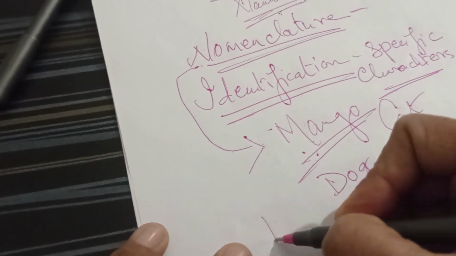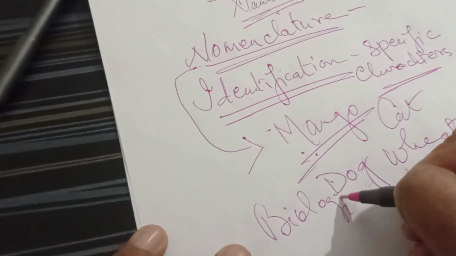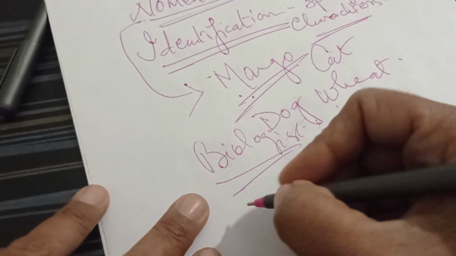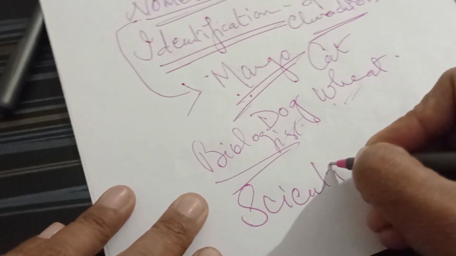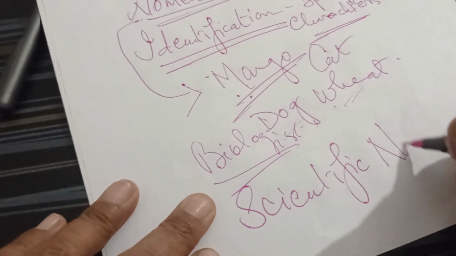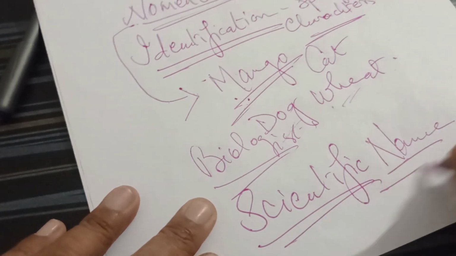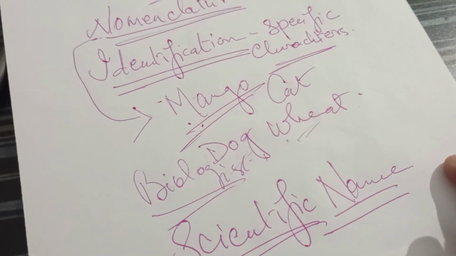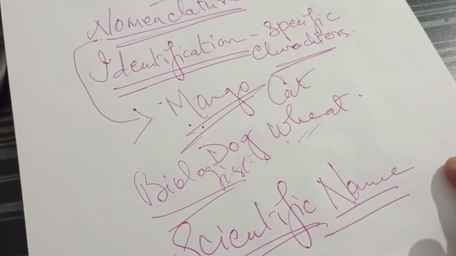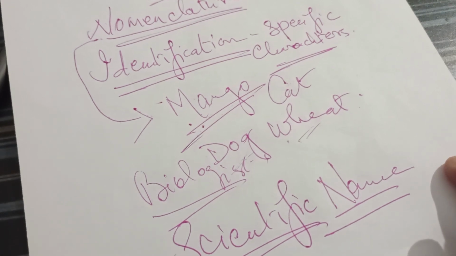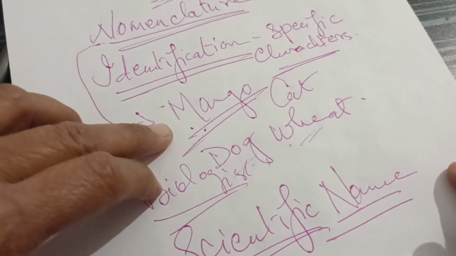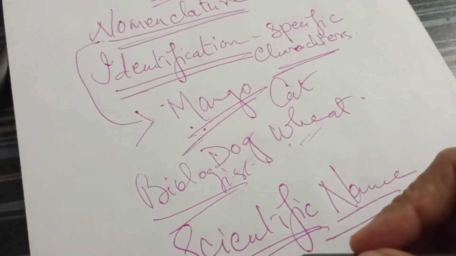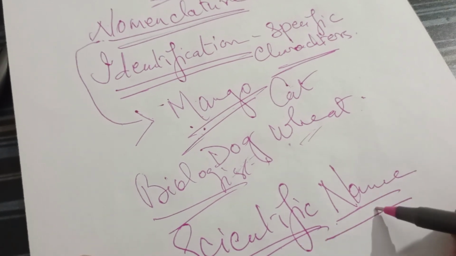Different biologists all over the world decided that the organisms should be given a scientific name. A scientific name should be given to organisms for the ease of recognition all over the world, so that when a person speaks about a specific organism, everyone knows that we are talking about that organism. These are called scientific names.